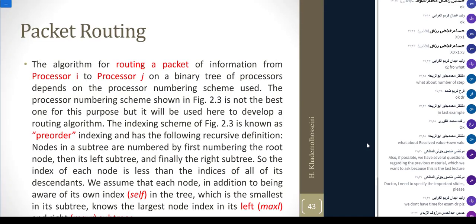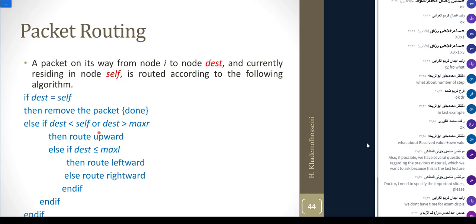How about routing? It is like this pseudocode. A packet on its way from I to node dest and currently residing in node self is routed according to the following algorithm. So we want to send from I to dest, and the current node is self. Now we are in self. If dest equals self, what does it mean? It means that we are at the destination. Then remove the packet, done.